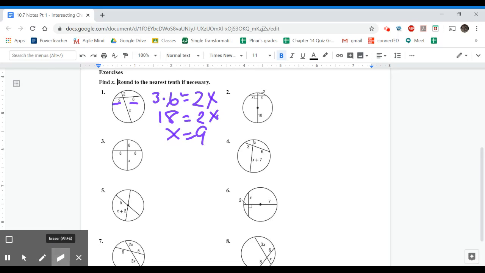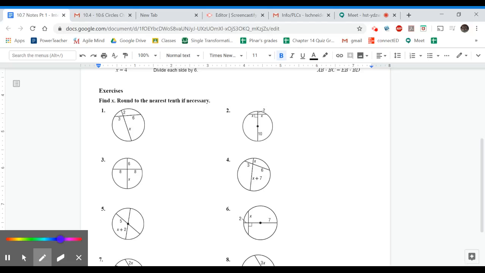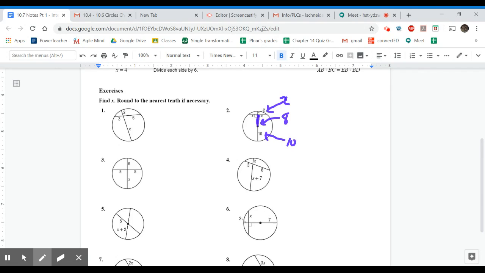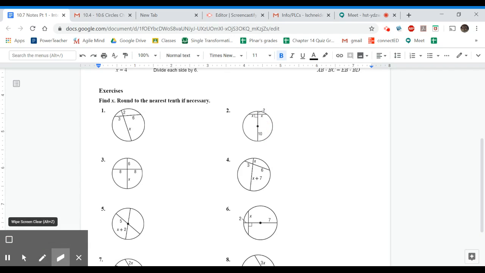Okay, let's move on to the next one. For number two, we have a little bit of missing information. We don't know what this piece is right there, but notice that the entire radius over here is 10, which means that this piece has to be 8, because that's 2, and then plus 8, that gives us 10. So I know that that piece is 8. So I'm going to put a little 8 in there.